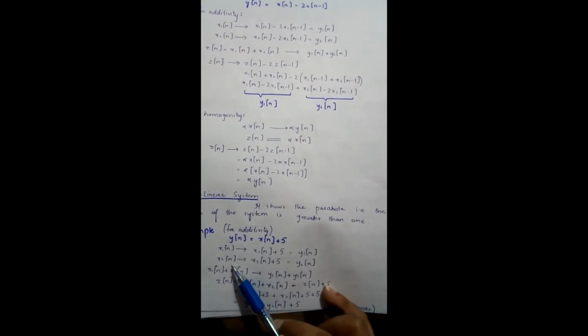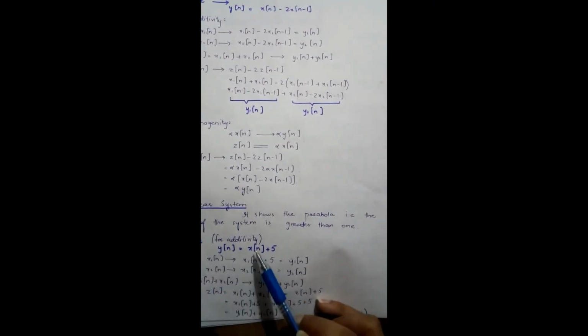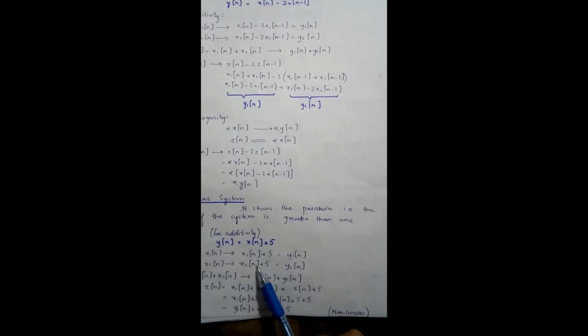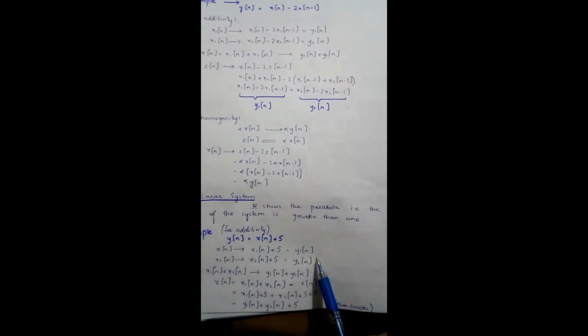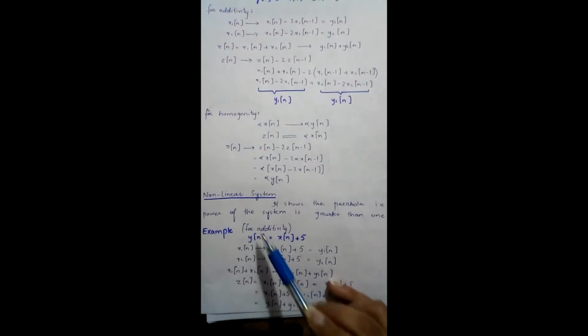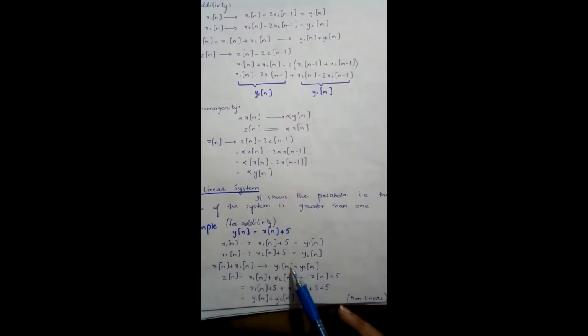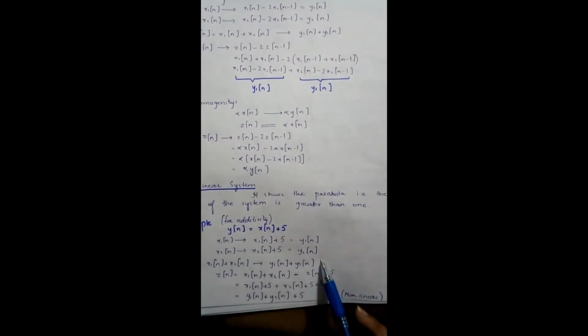Now consider x2 of n. When we put x2 of n in this equation, it will change to x2 of n plus 5, which is equal to y2 of n. Now add these two variables x1 of n and x2 of n. This is basically equal to what? y1 of n plus y2 of n.